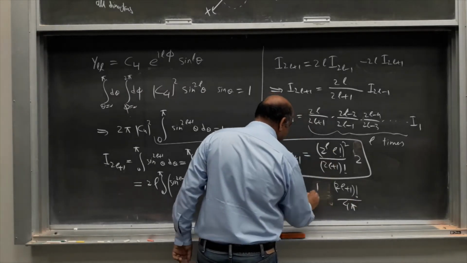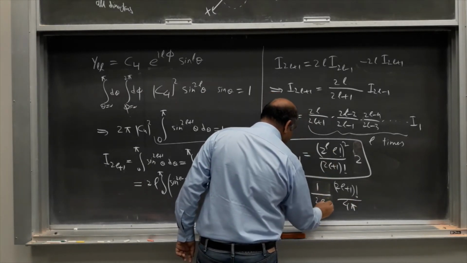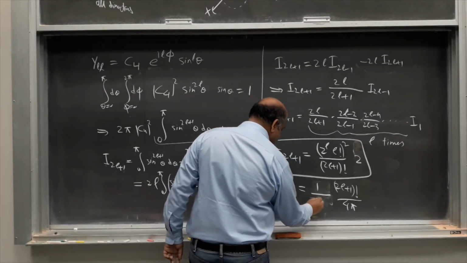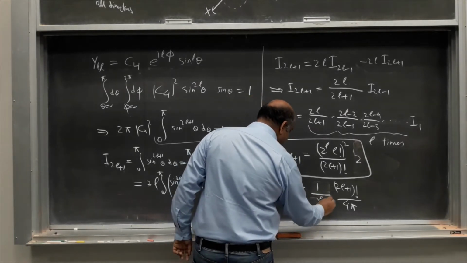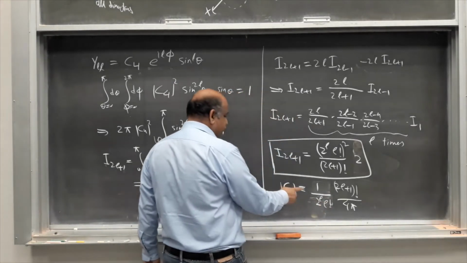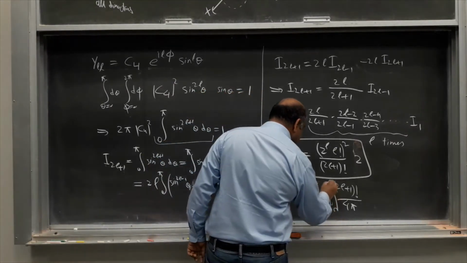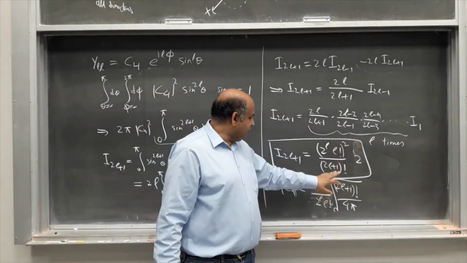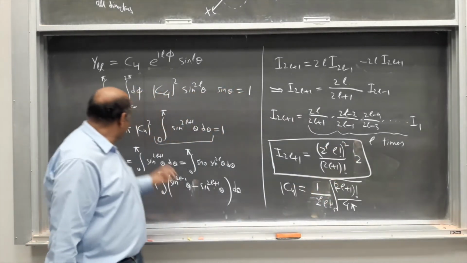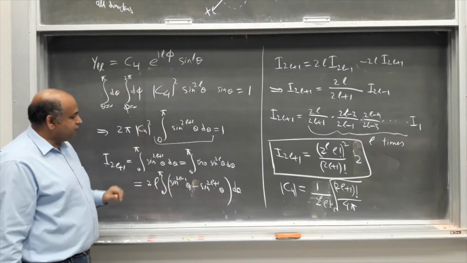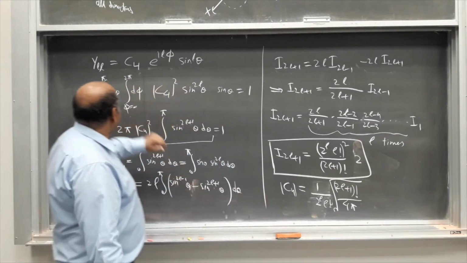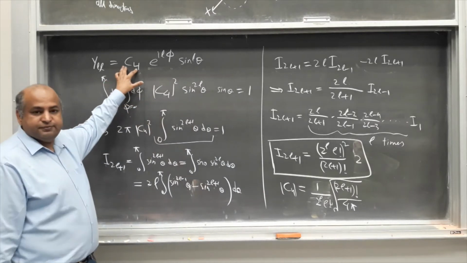This is 2 power L factorial, and I have to take square root. Okay. So with square root this goes away and I have to take square root of this term and 4 pi because this is C4 square. So this is our C4 coefficient here.